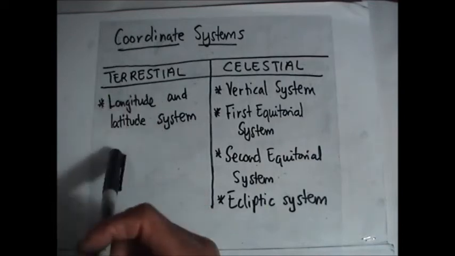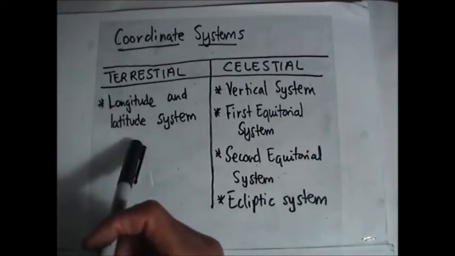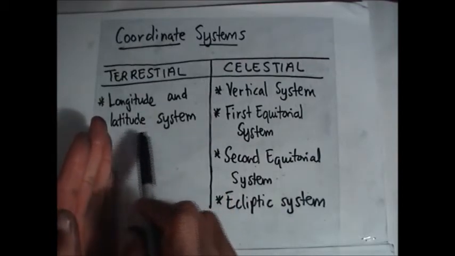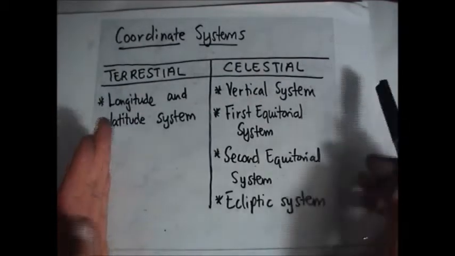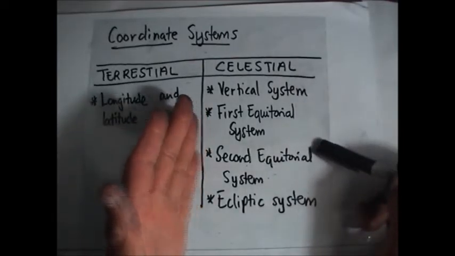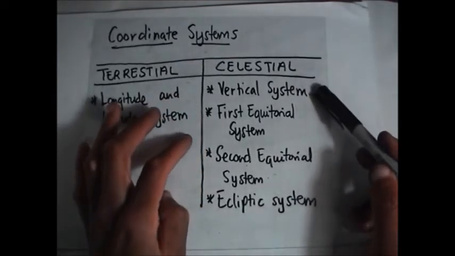So now under terrestrial in the coordinate systems, we have only one coordinate system on Earth. We use the longitude and the latitude system. That's the system that we use on Earth. So under terrestrial, when we're doing coordinate systems, we are going to do the longitude and latitude system. Under celestial, we are going to discuss the vertical system.